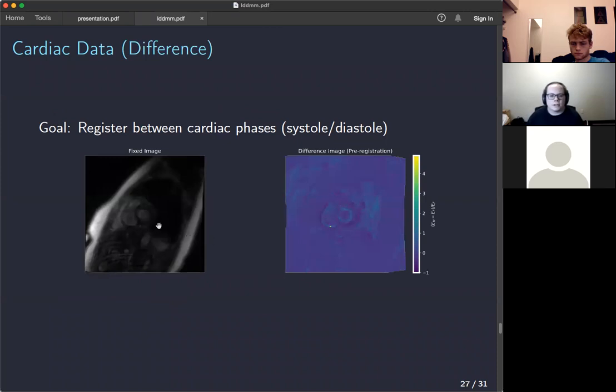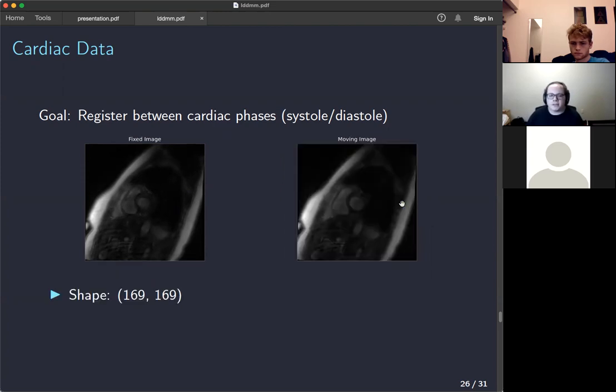Here's the fixed image again, and here's our difference image. You can see here the higher normalized difference between the fixed and the moving. Again, around this area is where I would expect to see the difference, given that this is a bigger circle than this.